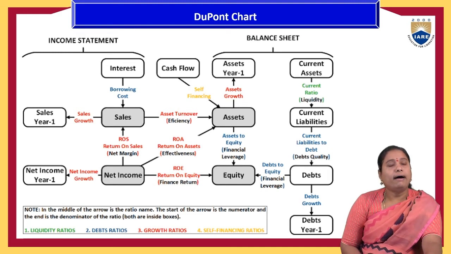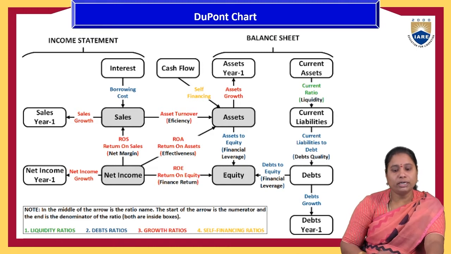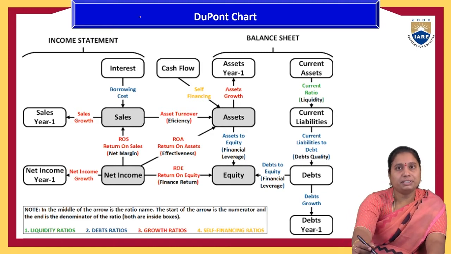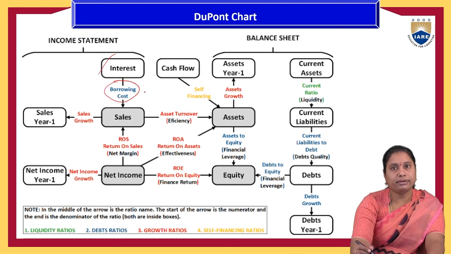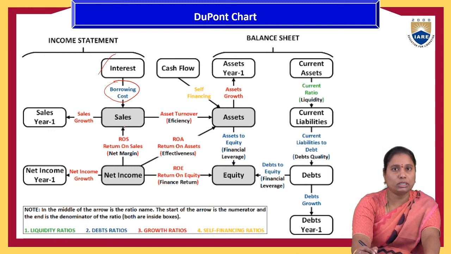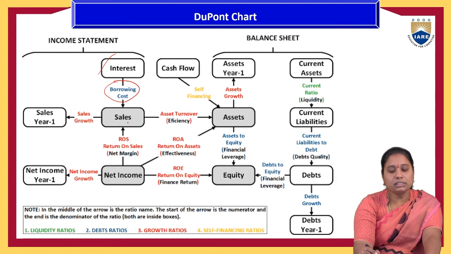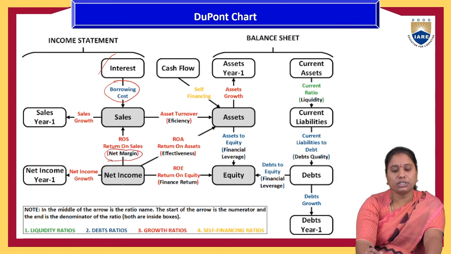Here is the DuPont flow chart that I am showing you. In the income statement, if we see the interest coverage ratio, for this borrowing cost, whatever debt they have taken, for that, how much interest they are paying out of the total sales, and what the sales growth is for every year can be calculated here. Return on sales will be calculated with the help of the net margin ratio, that is net income for every year.